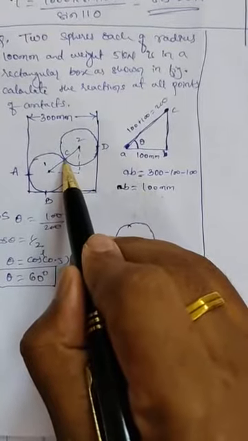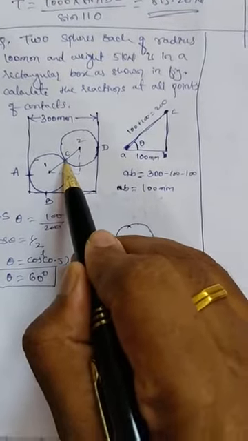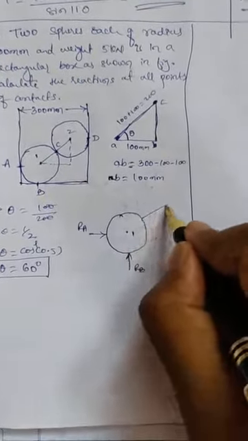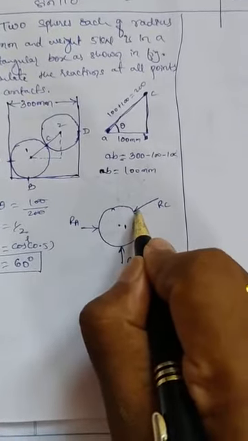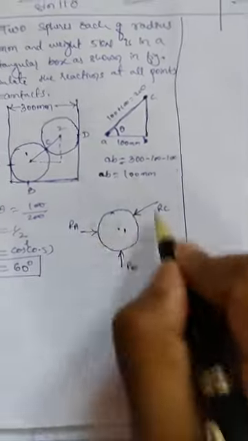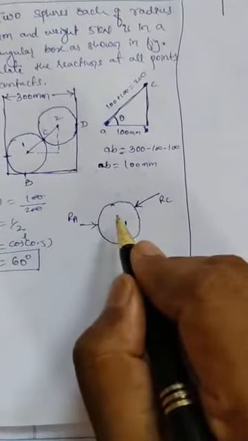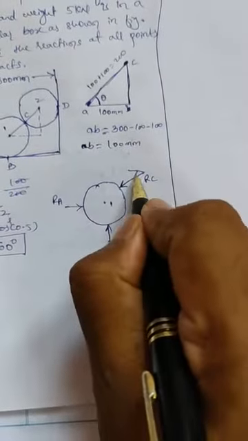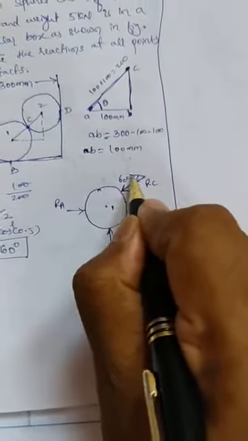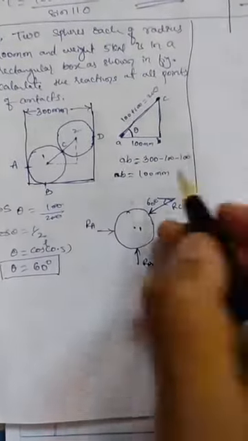Now here we have contact point C, where the reaction, as we know, will be inclined. It is RC, and the arrow mark should be pointing towards the circumference of the circle considered. In this case I have considered circle 1, so the reaction should be pointing towards the circumference of circle 1. This angle is 60 degrees with respect to X. These are the three reactions acting.